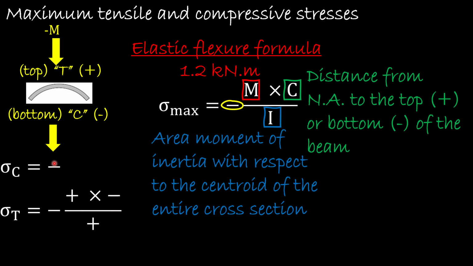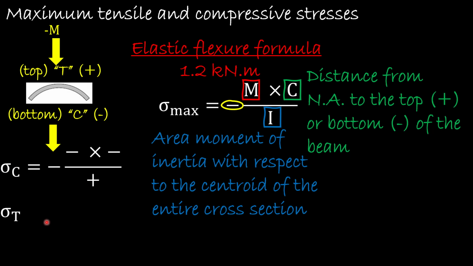The same thing like we did before. Here we have a negative moment. That's what we have in here. And at the bottom of the beam, it will be the minus y-axis. That's what we're going to have in here, divided by positive. So if you did this, the answer will be negative. So that gives us compression.